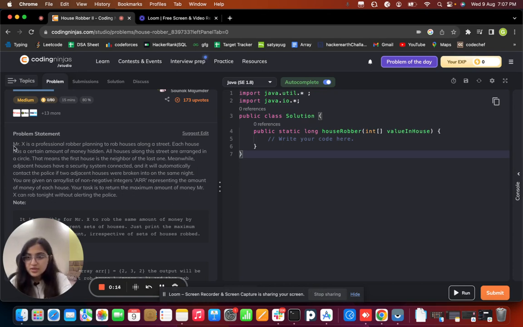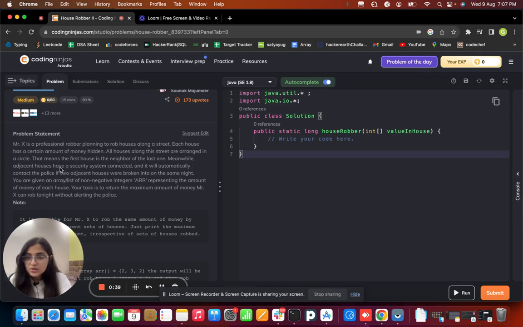So the question says Mr. X is a professional robber planning to rob houses along a street. Each house has a certain amount of money hidden in it. All houses along the street are arranged in a circle. So the point to be noted is that all the houses are in a circle format, right? That means the first house is the neighbor of the last one, correct?